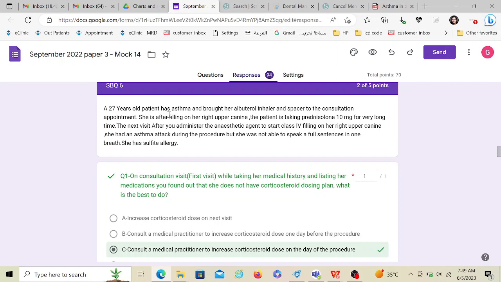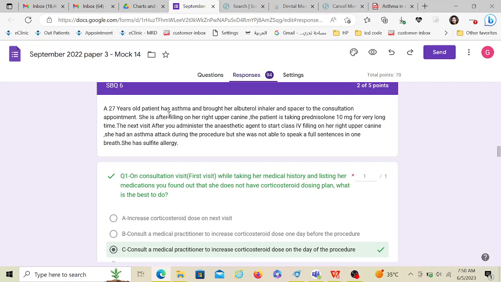Now the next visit, that means you have done the consultation, you know everything about the patient and you have scheduled an appointment. The next visit, after you have administered the anesthetic agent, and this does not mention which anesthetic agent, you start a class 4 filling on her right upper canine. She gets an asthmatic attack during the procedure. Now this is the key word here. She was not able to speak a full sentence in one breath, meaning she is having a severe kind of attack. And she has a sulfite allergy.